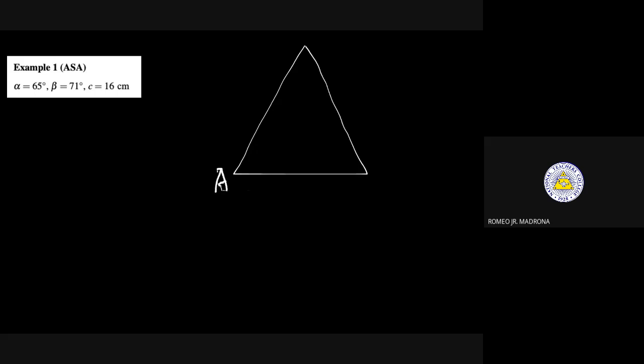So, i-label muna natin yung parts. A, B, C. And of course, this is our C, this is our A, and this is our B. And ilagay natin yung given, guys. Okay? So, angle A, so ito yan. So, alpha is equal to 65 degrees. Kahit anong, guys, ilagay dyan na letter, it doesn't really matter. And beta is just equivalent to B, so this is 71 degrees. And side C is equal to 16 centimeters.